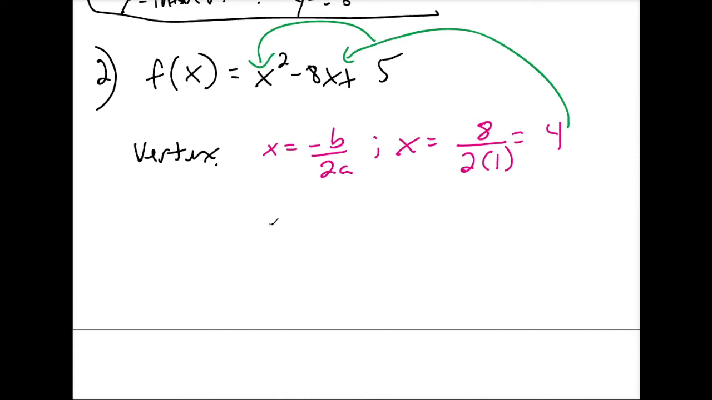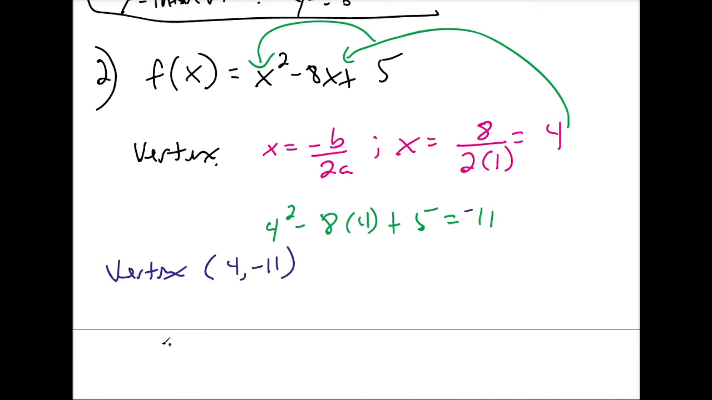So tell me what you got. Negative 11. Yep, negative 11. So what's the coordinate of our vertex? It's 4, negative 11, right? Yes, with parentheses and a comma. Great. And what is the axis of symmetry?